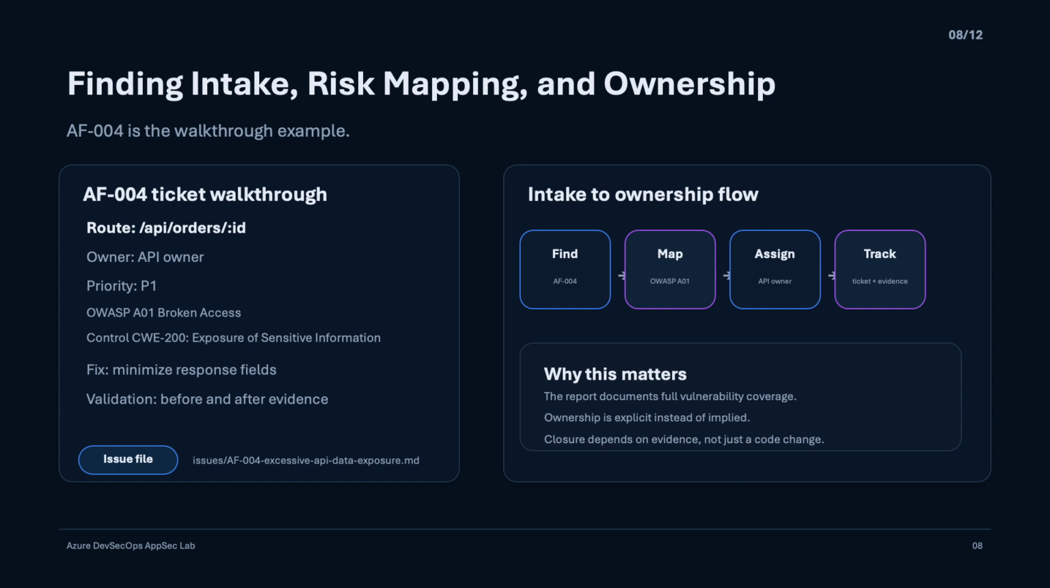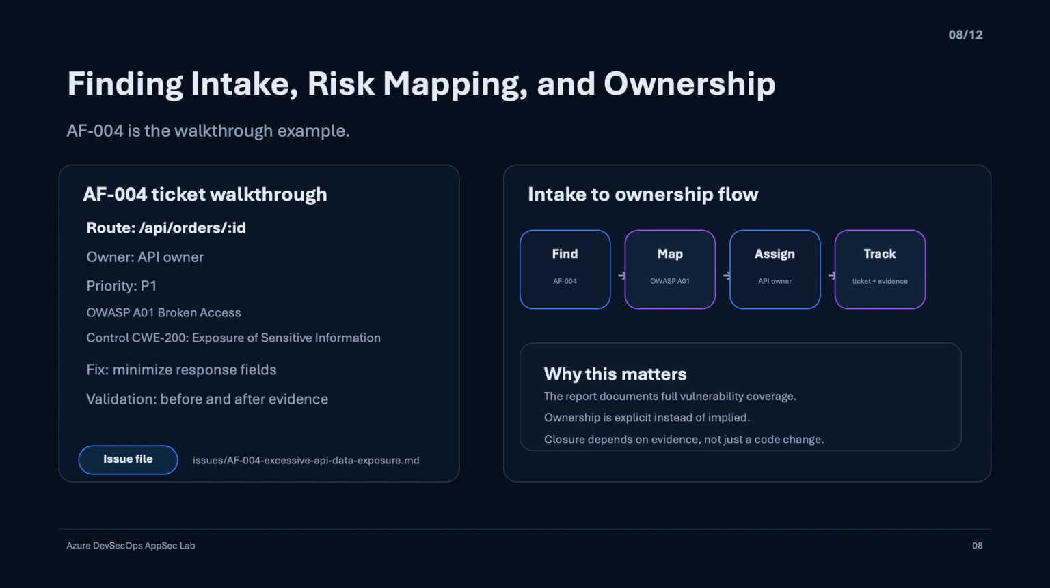All right, so this slide is focusing on the findings intake and ownership process. For this walkthrough, I'm using the ticket AF-004, which is for an excessive API data exposure finding. And it's on the route /api/orders/:id, and that's our route right there. So in this scenario, the finding is assigned to the ticket ID AF-004. I mapped it to the route as the one I mentioned above.